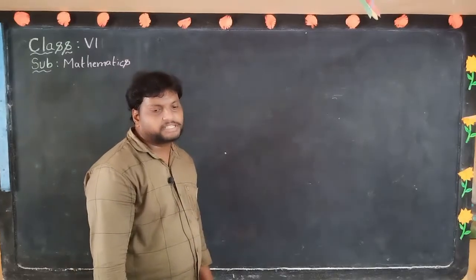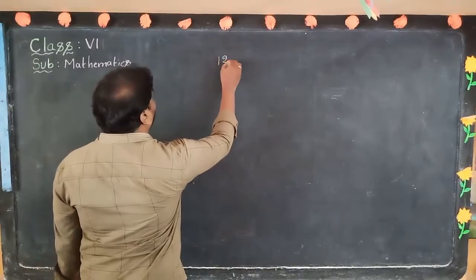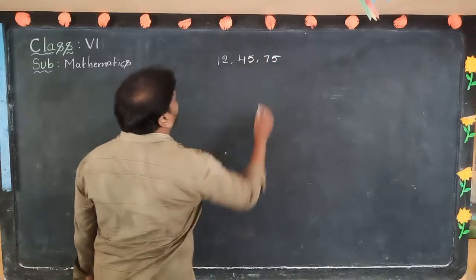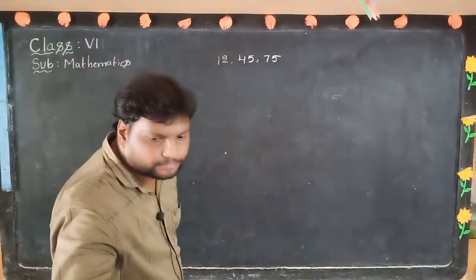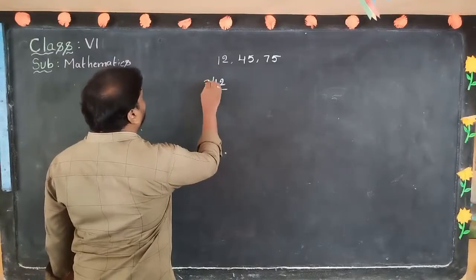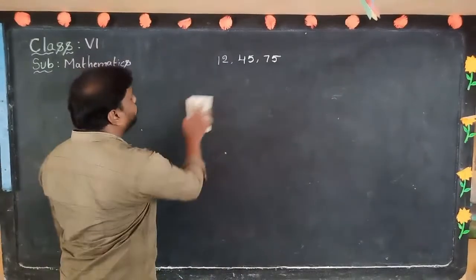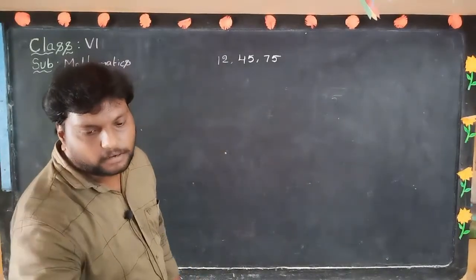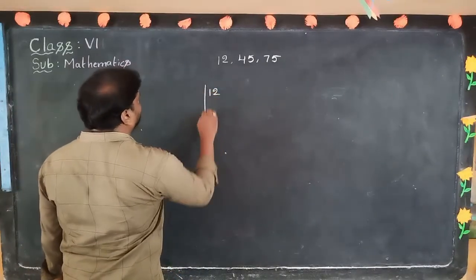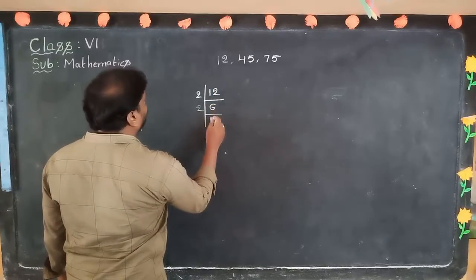One more problem we'll check last: 12, 45, 75. See, 12, we can start with 2, because 12 is an even number. 2 times 6, and 2 times 3.